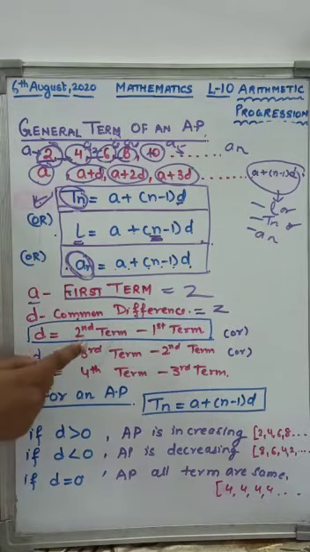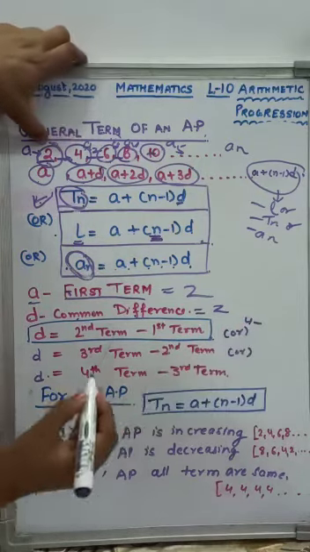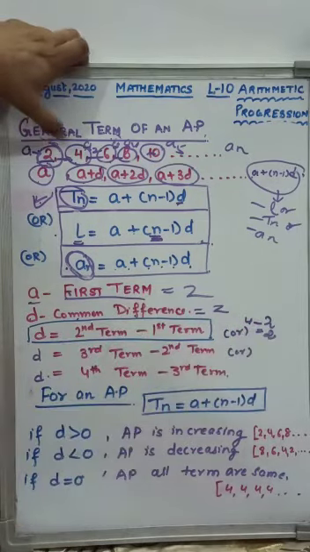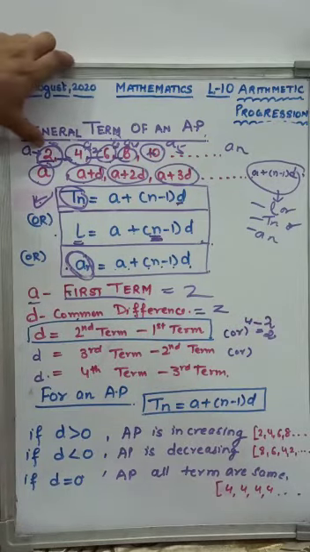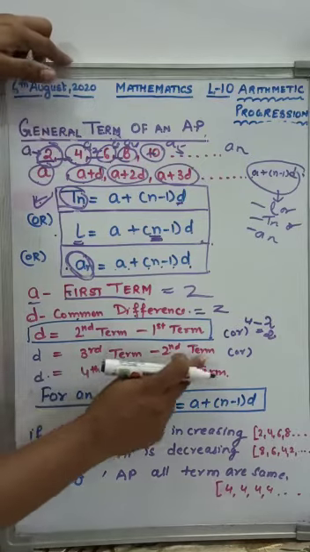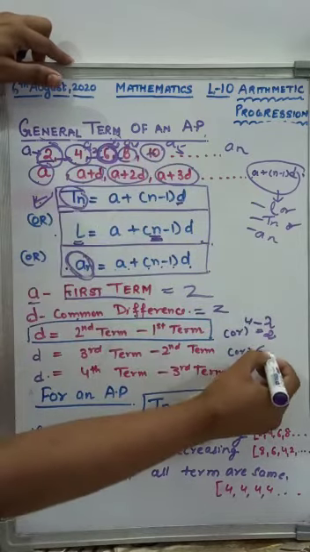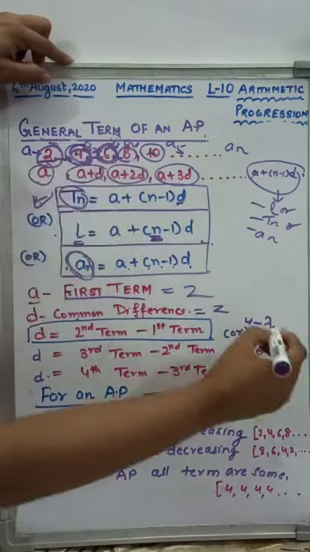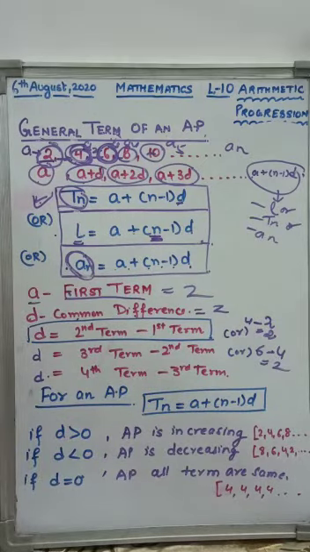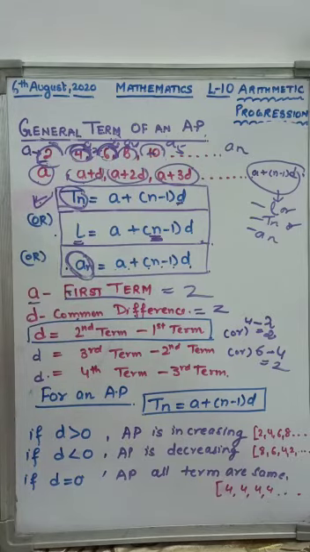Clear? That means, what is your second term? 4. What is the first term? 2. So 4 minus 2 is 2. That means second number minus first number. Or you can also do third term minus second term. What is your third term? Third number 6 minus second term 4 is 2. The common difference will come common. The difference will be common in an AP series.